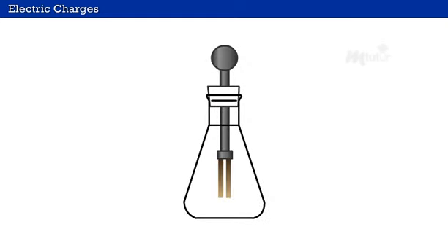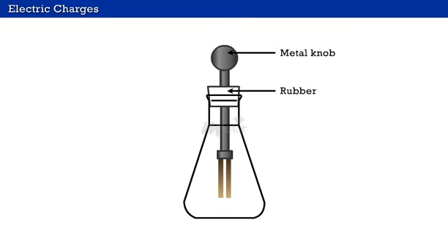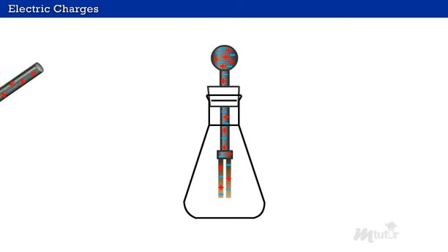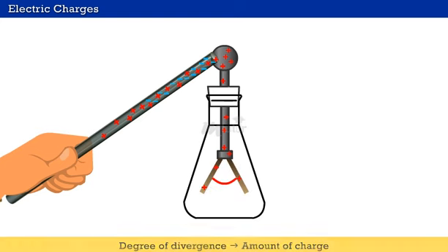A simple apparatus, called a gold-leaf electroscope, can detect charges on a body. It consists of a vertical metal rod, housed in a box or bottle, with two thin gold leaves attached to its bottom end. When a positively charged object touches the metal knob at the top of the rod, the electrons in the metal of the electroscope are attracted to the positively charged object, and move upward out of the leaves. This makes the leaves positively charged, and because like charges repel, the leaves move away from each other. The degree of divergence is an indicator of the amount of charge that exists in the leaves.